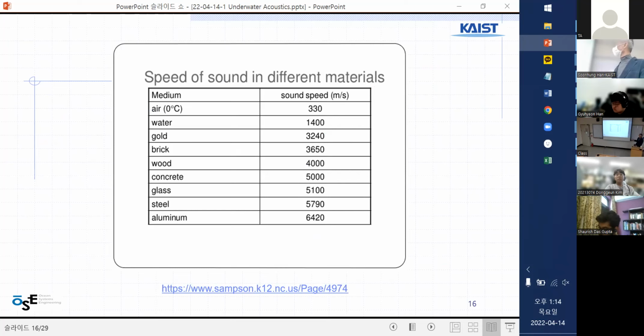And then the sound speed in different materials. We know that in air, a supersonic airplane is about this many meters per second. For water, it is more than 4 times higher. And in metals, it is much more. So still doubling or 4 times higher than water. Because of the density of the material, the speed goes higher.